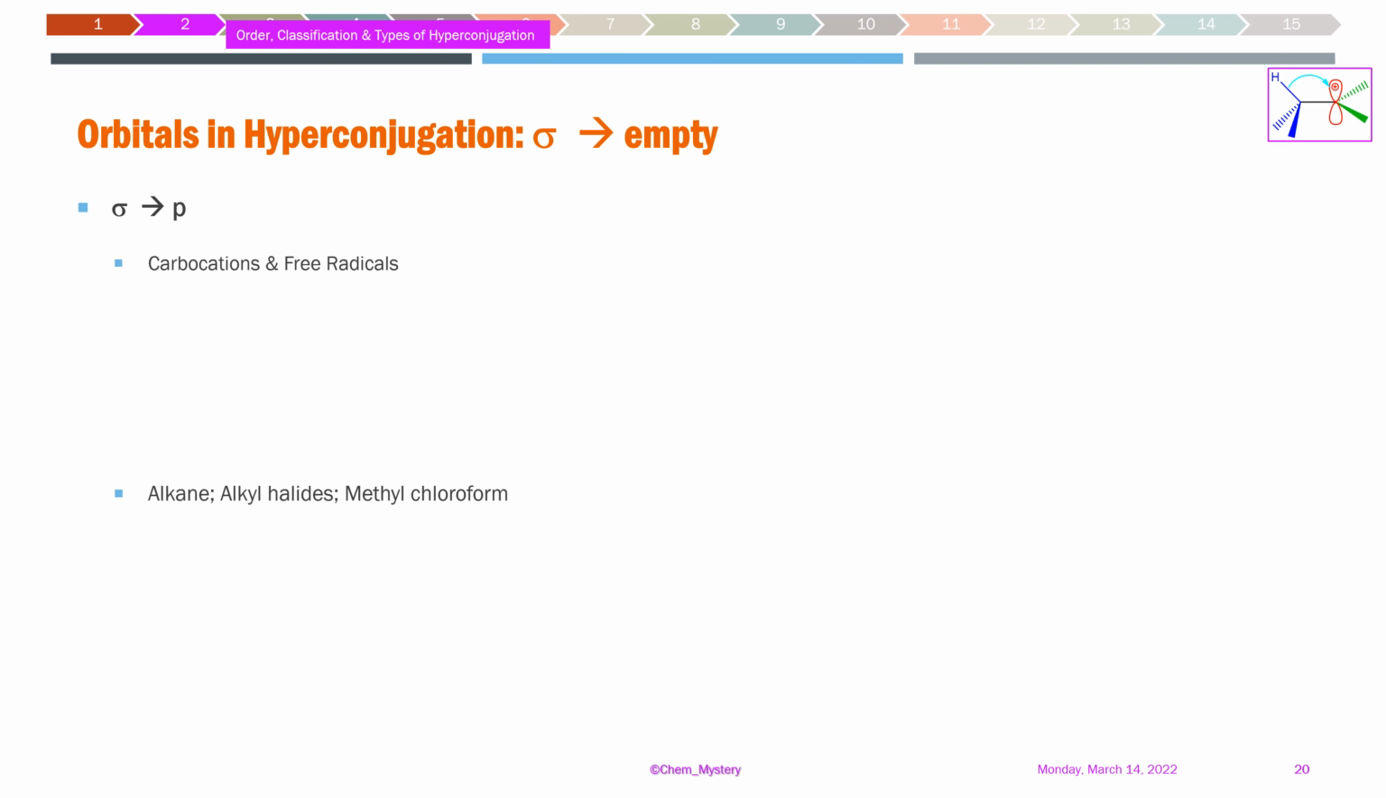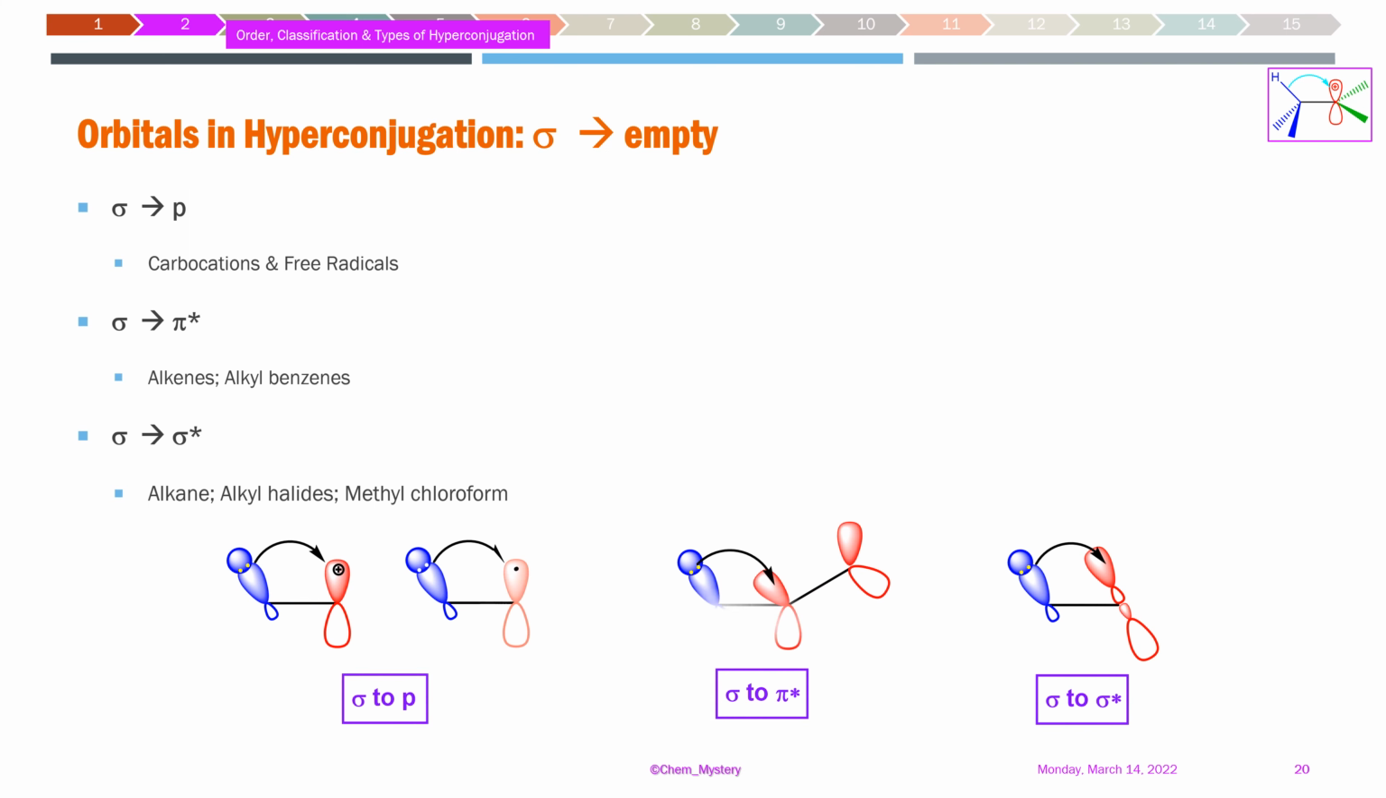So we have the first example where we have the carbon sigma to p conjugation, the sigma p hyperconjugation, when that's taking place. We have the examples of carbocations and radicals. When we have sigma to pi star, we have alkenes and alkyl benzenes, and when you get sigma to sigma star, this is going to be the case of the methyl chloroform or the alkyl halide, alkanes as well. We'll see the examples of these. So that is these two first cases onto the left.